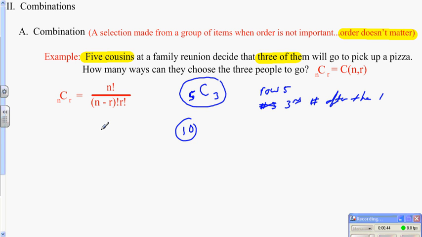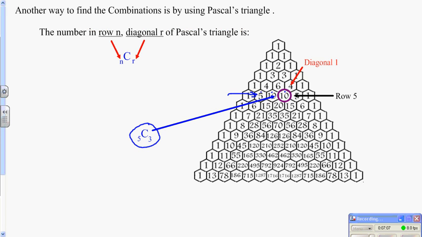Now we could use this formula, which would be 5 factorial over the difference, which is 5 minus 3, so 2 factorial, and then again 3 factorial. That's the r. Because we're dividing by another piece, that would definitely make it be fewer combinations. So 10 is our answer.